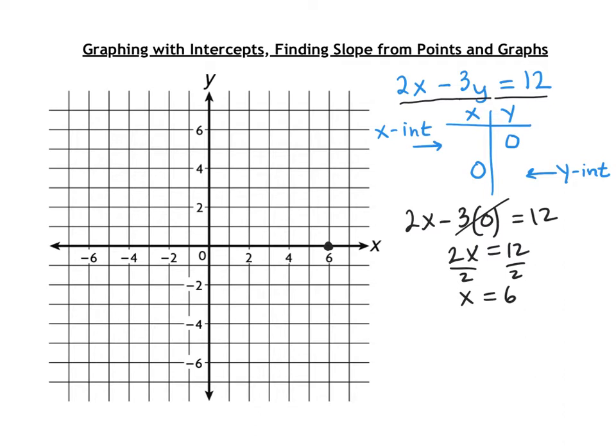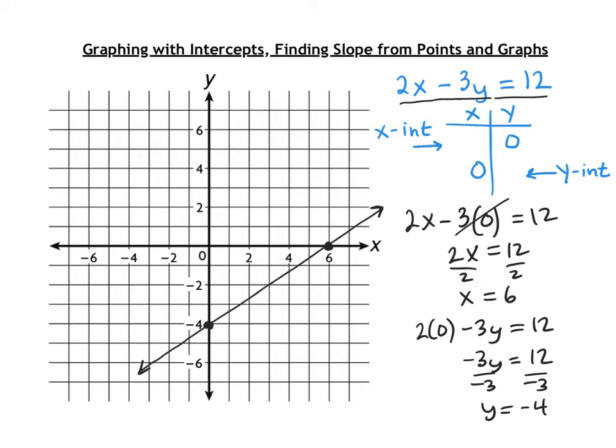The y-intercept, that's when you're on the y-axis, is when x is 0. Take the equation up above and plug in x is 0. 2 times 0 minus 3y equals 12. That's negative 3y equals 12. Divide by negative 3, and y would be negative 4. Draw your line, and you've learned how to graph with intercepts.